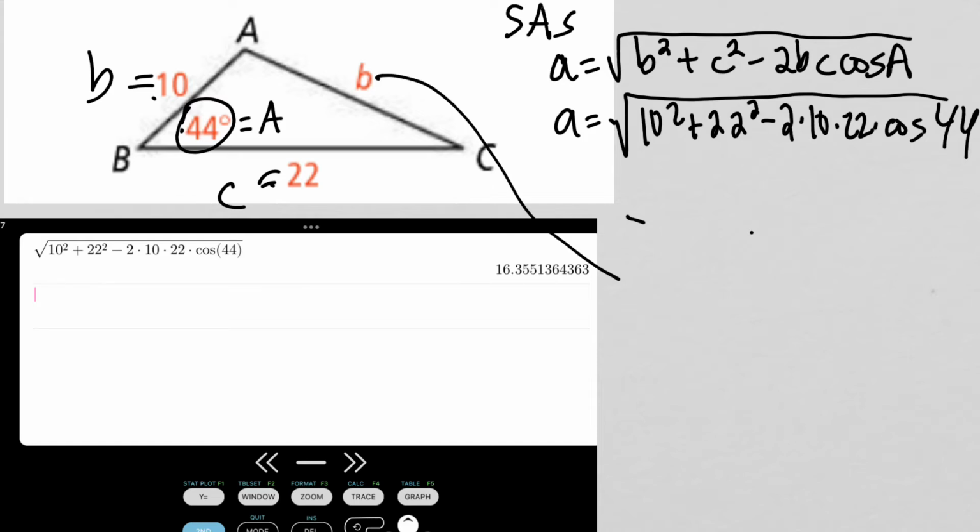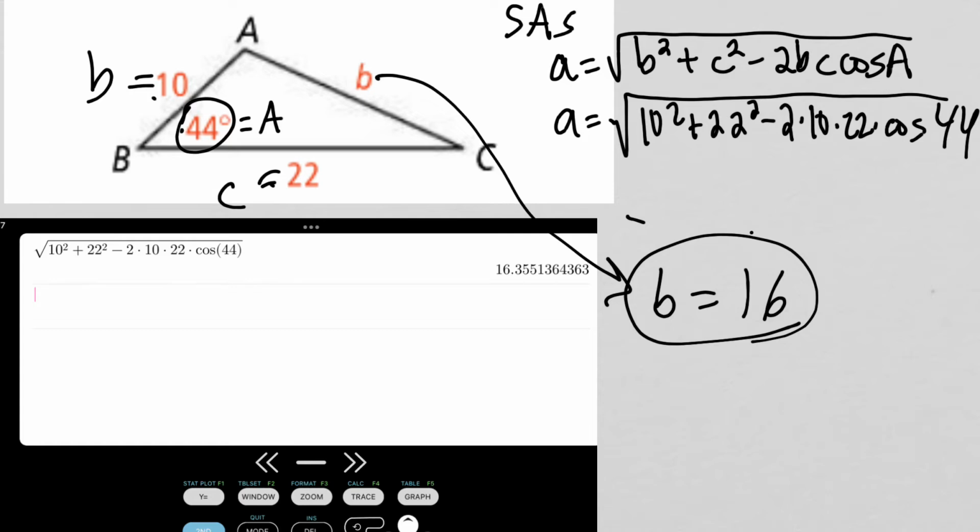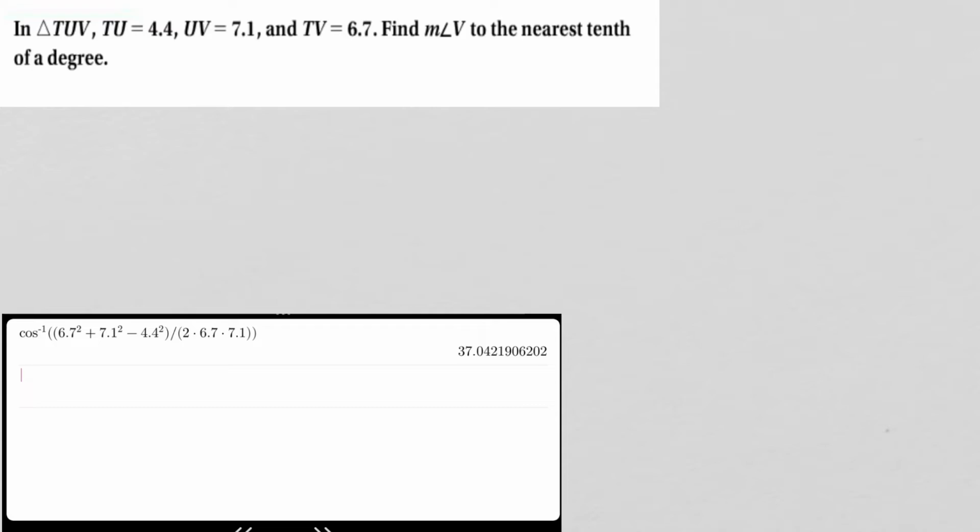So this angle, this side here, is 16. You should also try it in the calculator to see if you're getting the same thing. All right, moving on to the next problem. In triangle TUV, they give you certain information here. Find the measure of angle V to the nearest tenth of a degree.